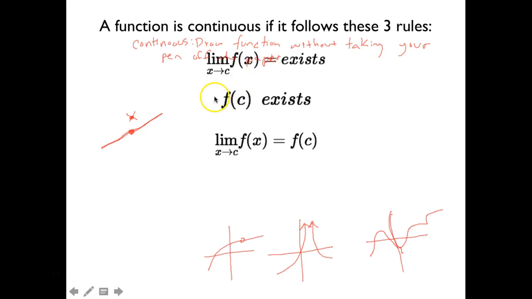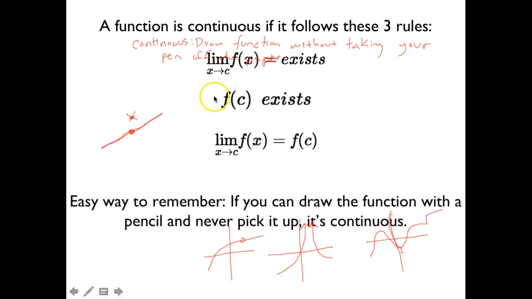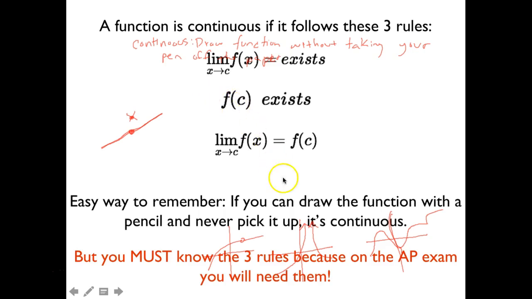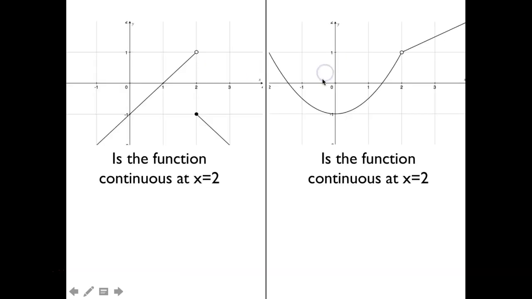Let's do some ideas here graphically. And that's just explaining that first thing that I said, draw the function without taking your pencil off the paper. And on the AP exam, you need to know these 3 rules. You must know them. You must know all 3 rules. Okay, so let's do some of these on a graph.